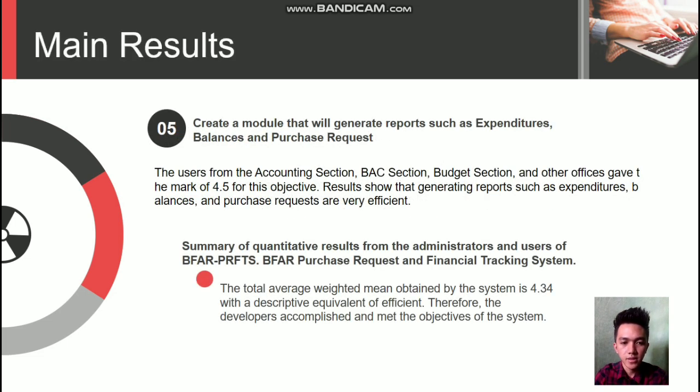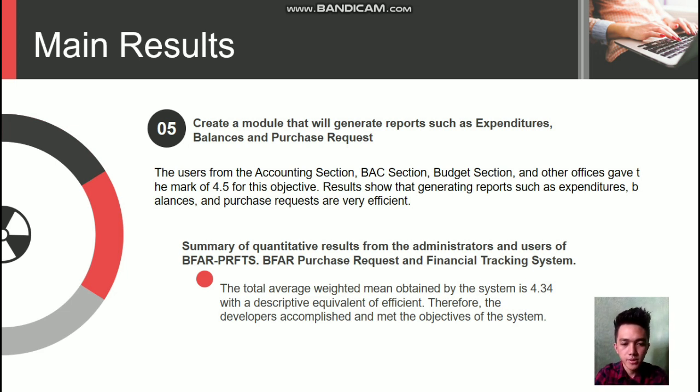Number 5, create a module that will generate reports such as expenditures, balances, and purchase requests. The users from the accounting section, cashier section, budget section, and other offices gave the mark of 4.5. For this objective, results show that generating reports such as expenditures, balances, and purchase requests is very efficient.